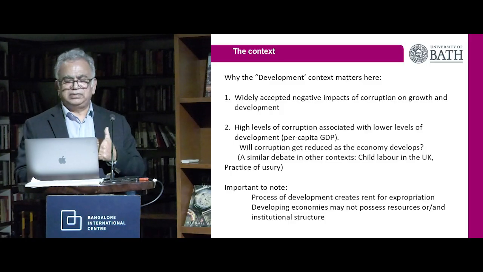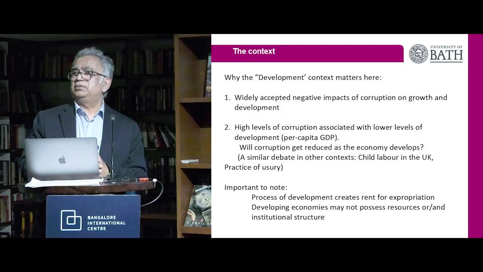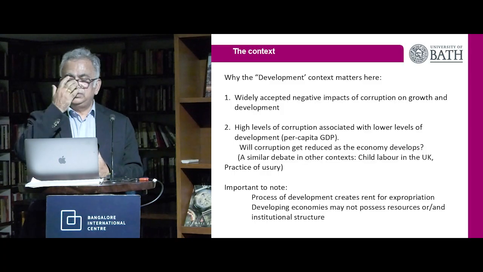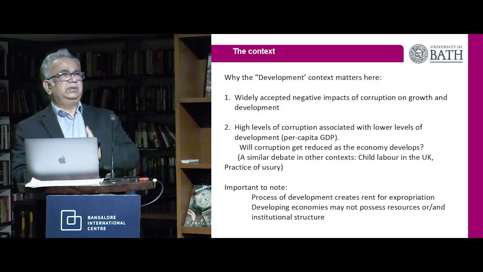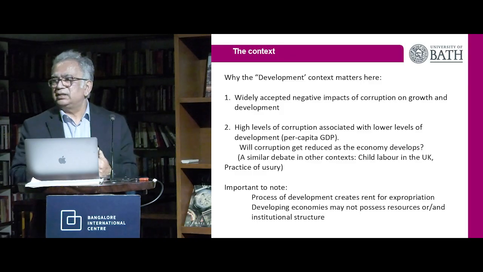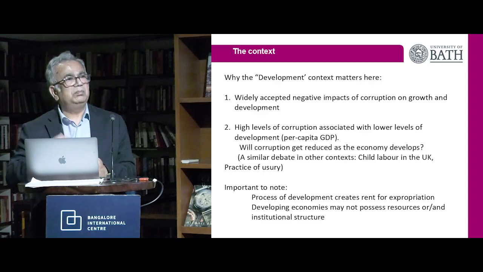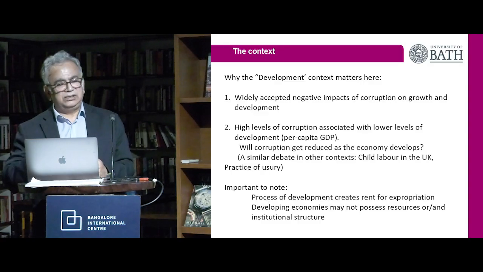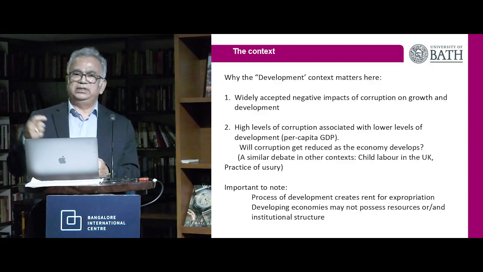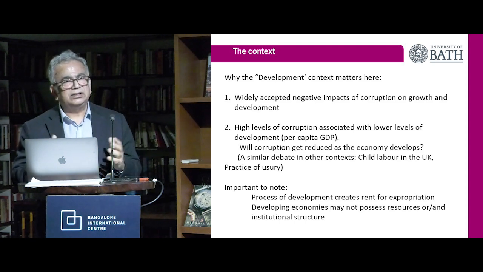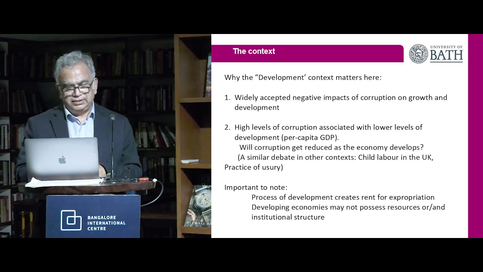Because I feel the process of development itself creates rent for expropriation. Okay. I mean, India is developing, right? I leave it to you to see whether there has been a substantial decline in corruption, or no decline at all, or an increase. But the fact remains that as a country is developing, as the GDP is increasing, there will be scope for rent extraction and bribery and corruption.